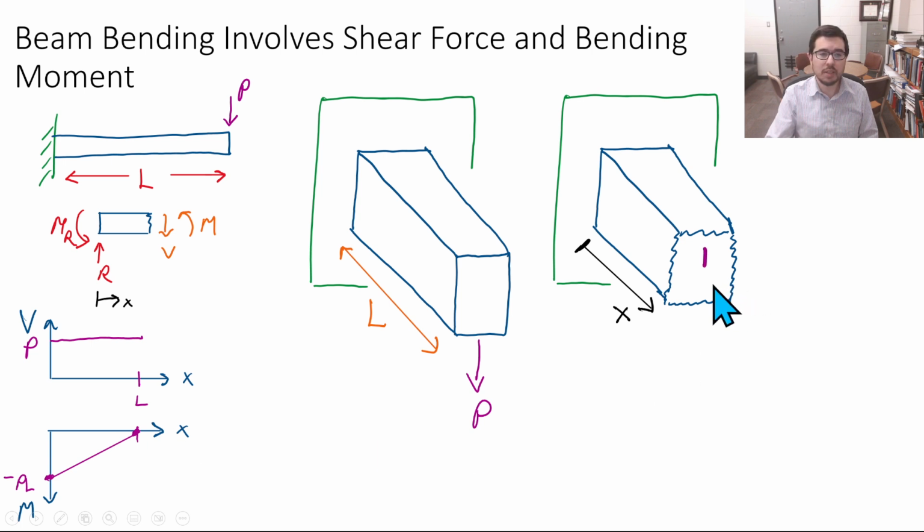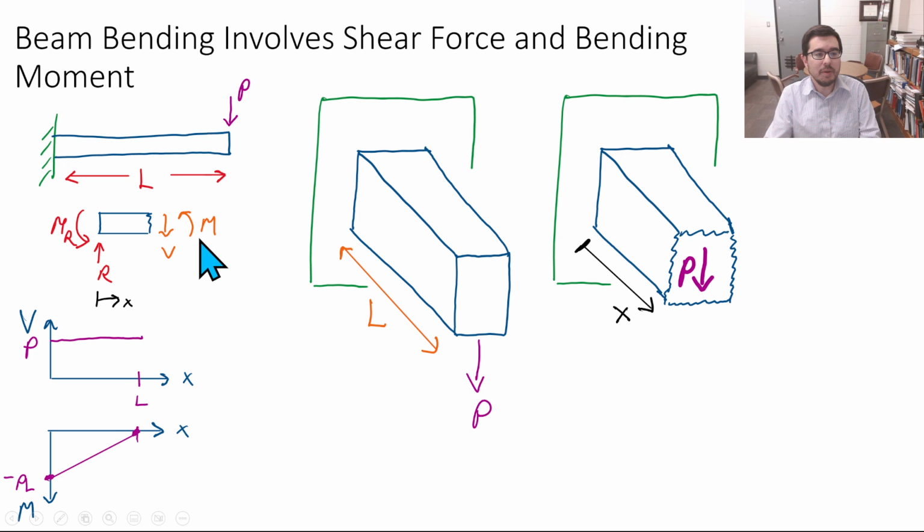So let's just draw some arrows to describe what's happening. This vector here is describing the internal shear force, V, and we gave it a value P because that's what it's equal to. But that's the internal shear force along the beam.